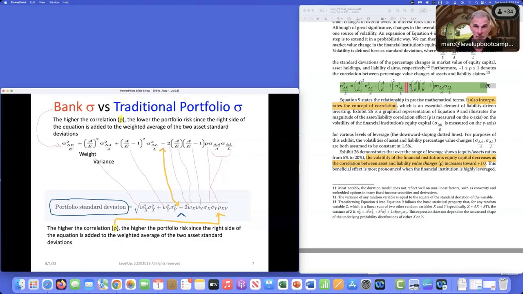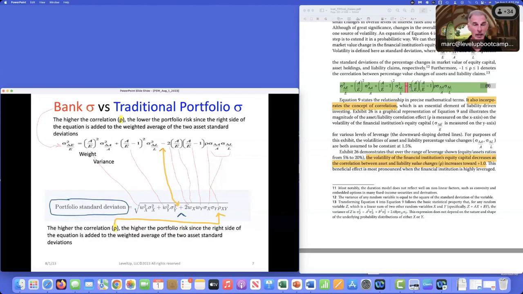And if you notice, it's the weight squared times the variance of asset X, plus the weight squared times the variance of asset Y, plus 2 times the weights of X and Y times the standard deviation of X and Y times the correlation coefficient. When you do all that, you get variance. You take the square root of the variance and you get your standard deviation. You learn that at level 1 quant.